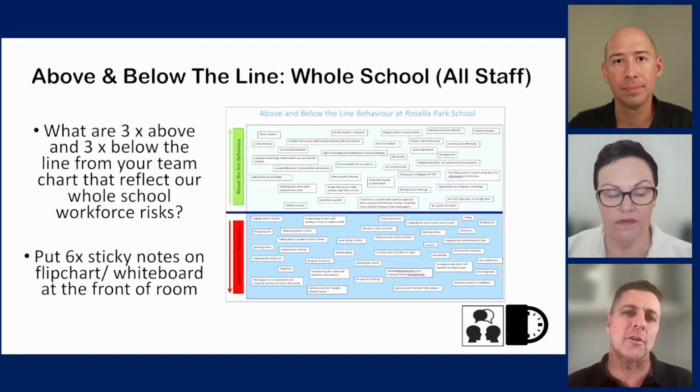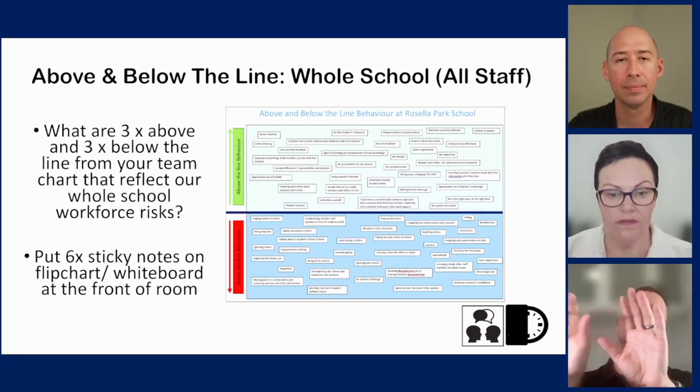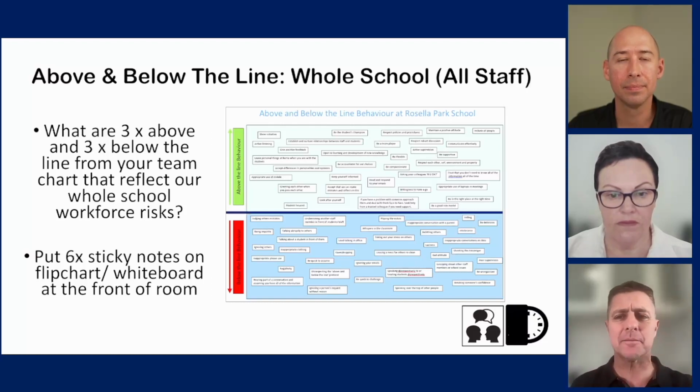So it's pretty straightforward as you've got on the screen there. You're just asking the teams to say, what are the one or two, three things that from our chart we would suggest should be on the whole school's chart? The sticky notes above, below, it all gets on there just like that. And then it's consolidated down.